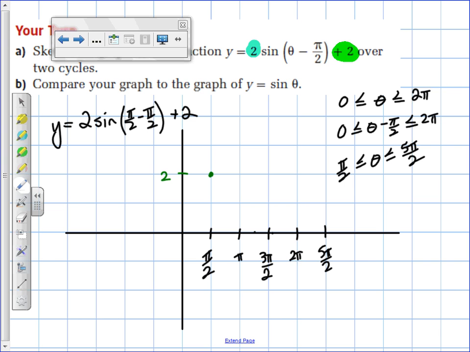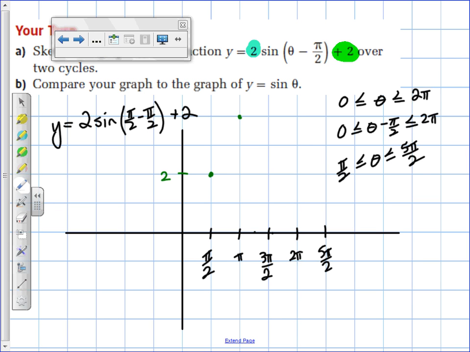Then I'm going to put pi in. If I put pi in for theta, pi take away pi over 2 is pi over 2. The sine of 90 degrees is 1, or sine of pi over 2 is 1. 1 times 2 is 2. 2 plus 2 is 4. So here, I'm going to end up at 4.